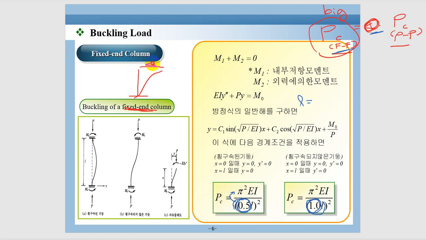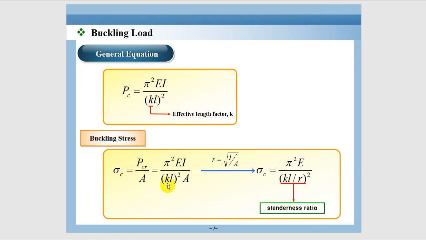This is delta again, right? Then the K factor changes. So these 2 K factors anyway, 1 or 0.5 for pin and fixed respectively. And we calculate the buckling stress right there. We divide this by A and we get this, and this is replaced by the radius of gyration, and we simply calculate this value.